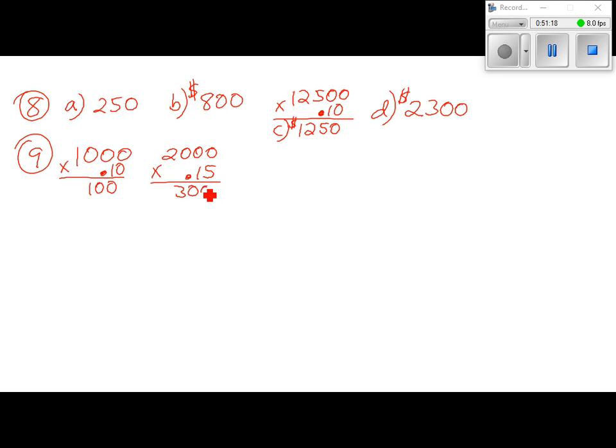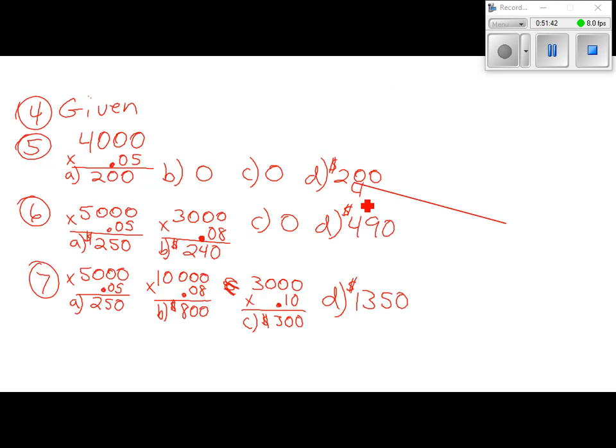Did she have more than $3,000 in sales? Yeah. How much more? 400. 400 extra dollars, and she made 20% on that, so 0.20. What's 400 times 0.20? $80. What are we going to do with all three of those? Add them together. So how much total commission did she make? $480.